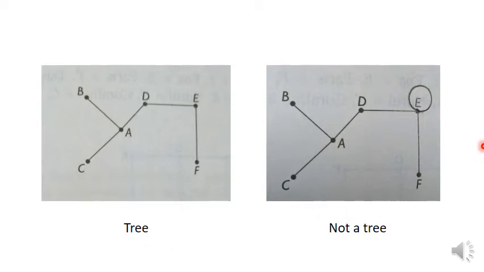Look at the next graph. Can you see a loop? Can you see a circle edge? Yes, here there is one loop. If a graph has a loop, then this graph is not a tree. So the whole graph is not a tree because you have a loop.